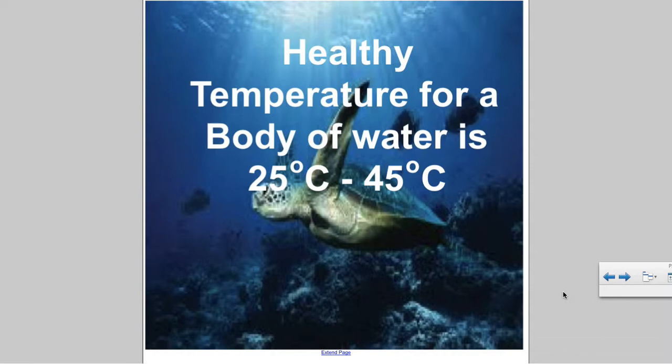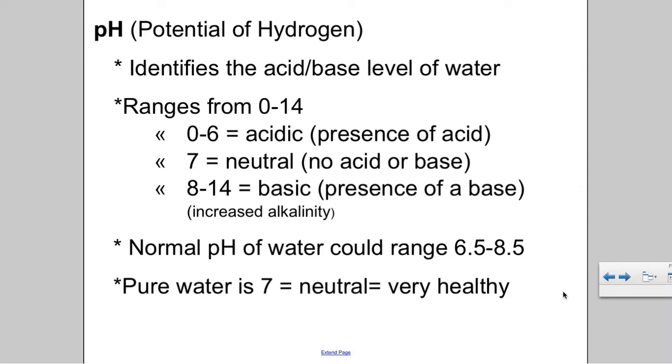Another thing that we look at in determining the water quality is pH. Now pH is the potential of hydrogen, and it identifies the acid or the base levels in the water. And our range that we look at is from 0 to 14. So if we're testing the pH of the water and it comes in the range of 0 to 6, then that water is acidic. That means there's a presence of an acid. If it tests at 7, then it's neutral, meaning it has no acid or no base. And if it tests between 8 and 14, it means it's basic. There's a presence of a base, and that's what we consider alkaline, like alkaline batteries.